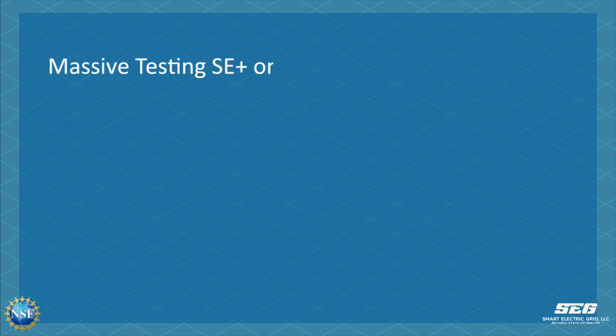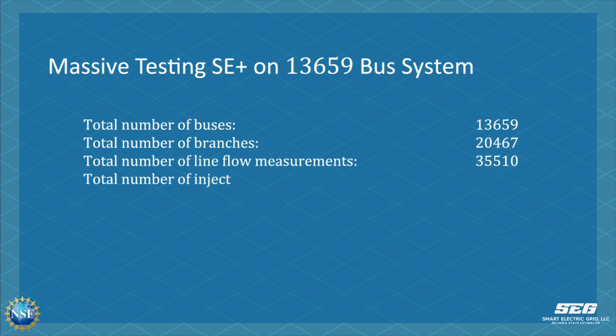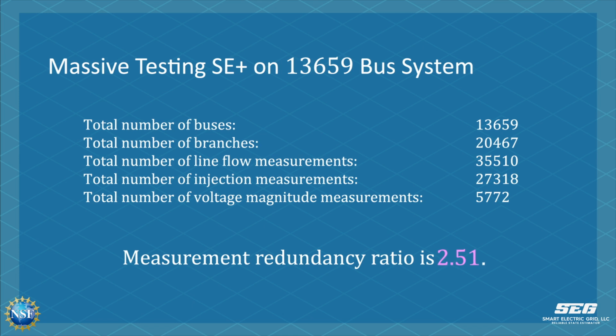In order to thoroughly test the bad data rejection capability of SE Plus, we have conducted massive and random testing on a big power system which has 13,659 buses. We chose the 13,659 bus system for this test because it is big enough to allow different random selections of 500 topology errors and parameter errors respectively. The measurement redundancy ratio is 2.51.